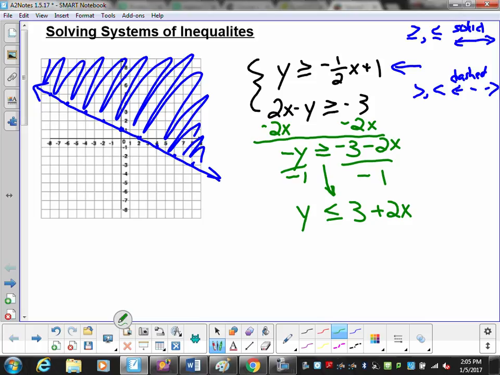Okay. So now we have that second inequality in slope-intercept form. So we start the same way we did the first. We're going to start with the y-intercept, which is 3. So you go up to 3 on the y-axis and put a dot. And then my slope is 2. The number in front of the x is 2. Which means I go up 2 and over to the right 1. And again, I can just keep doing that. And I can also go down 2 and to the left 1.